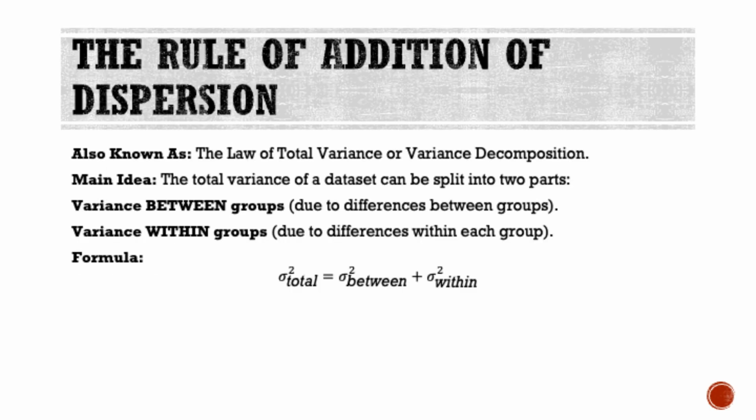The rule of addition of dispersion, also known as the law of total variance or variance decomposition, is a fundamental concept in statistics. The main idea is simple but powerful. The total variance of a dataset can be split into two parts. The first part is the variance between groups, which is due to differences between the groups themselves. The second part is the variance within groups, which is due to differences within each individual group. The formula is: total variance equals between group variance plus within group variance.